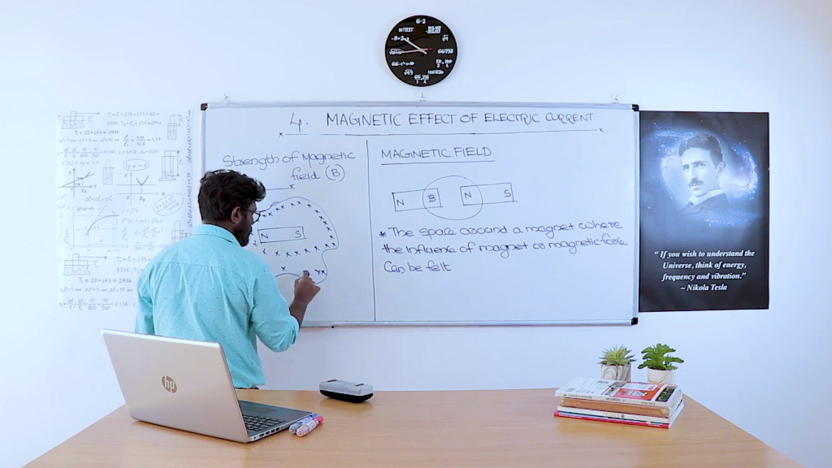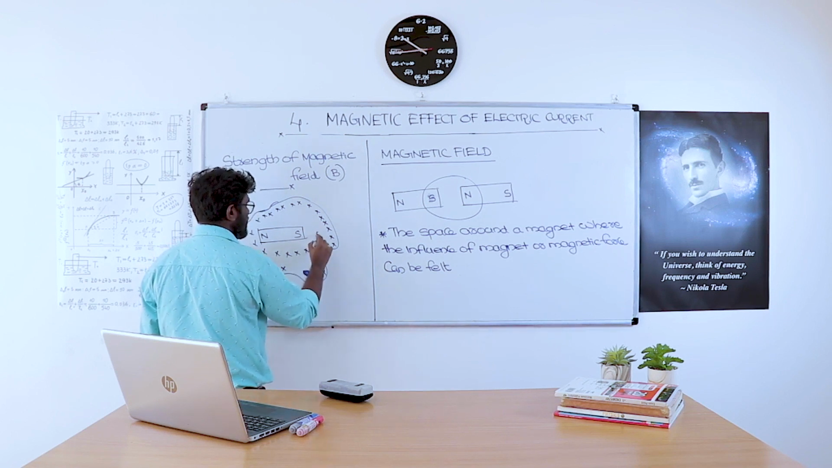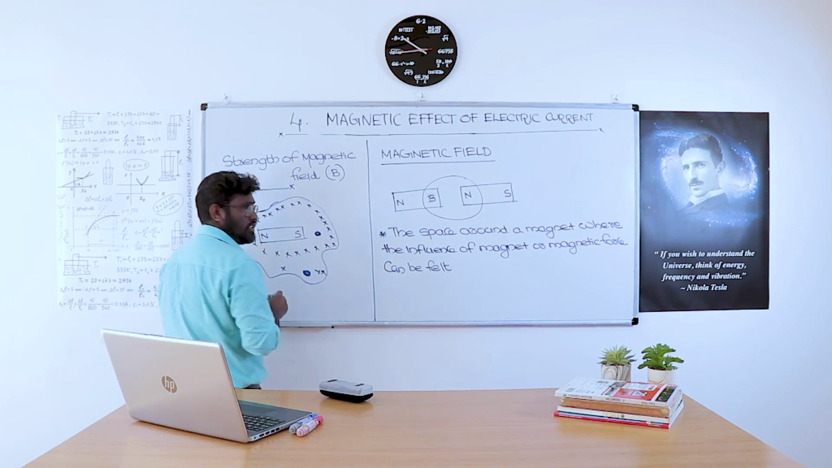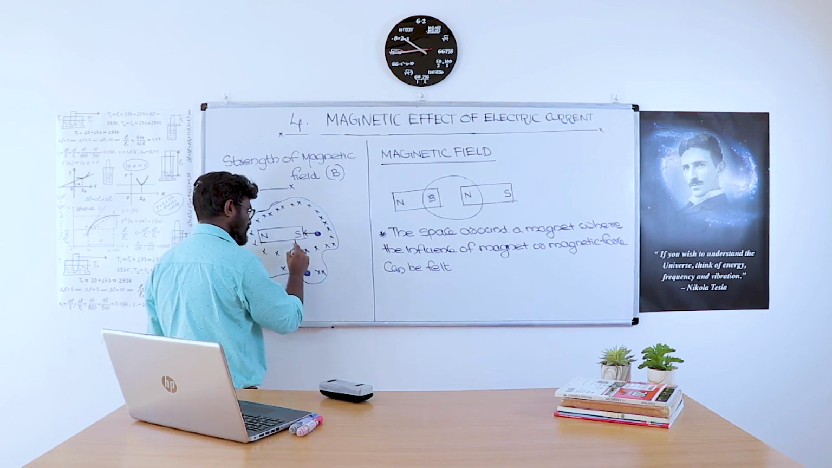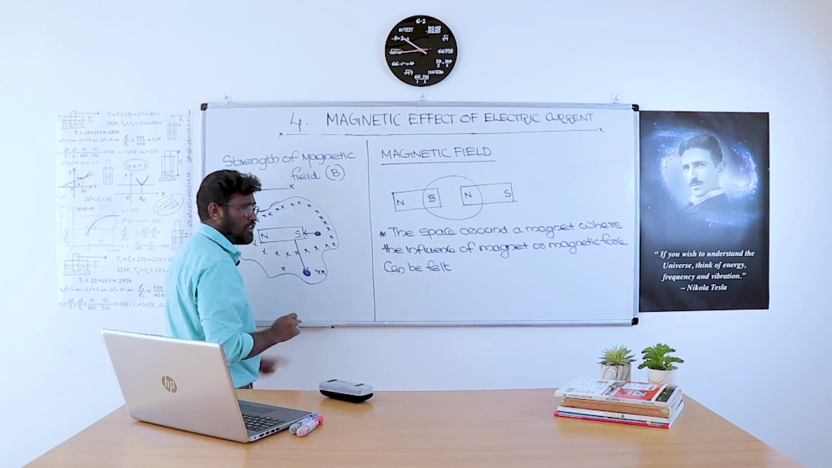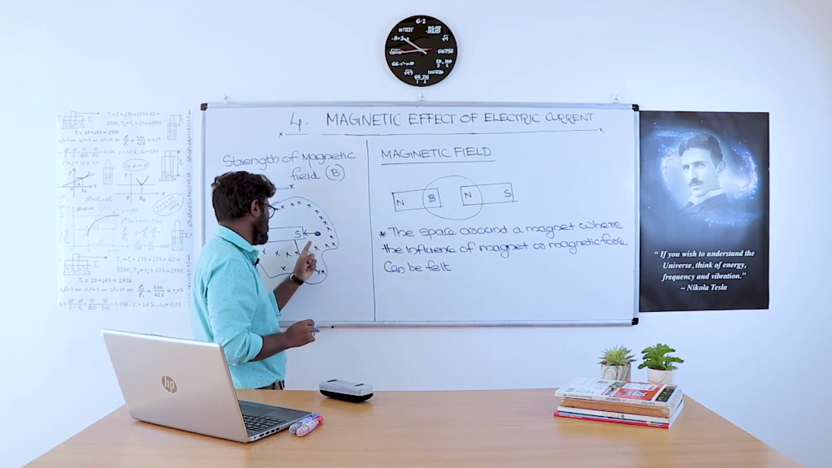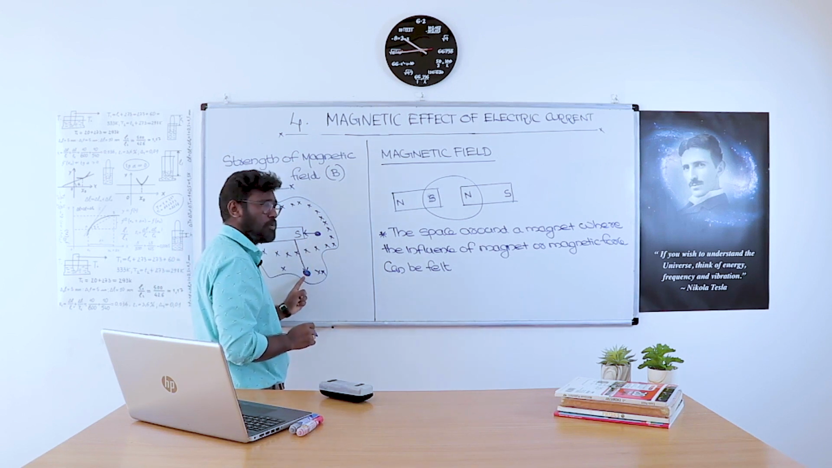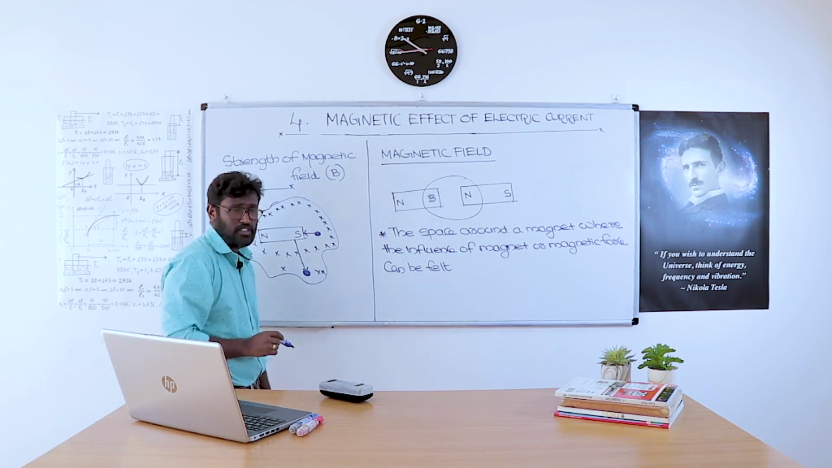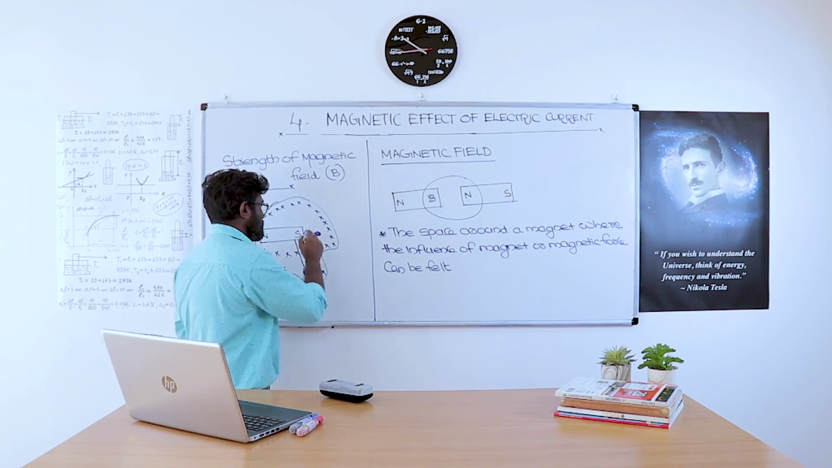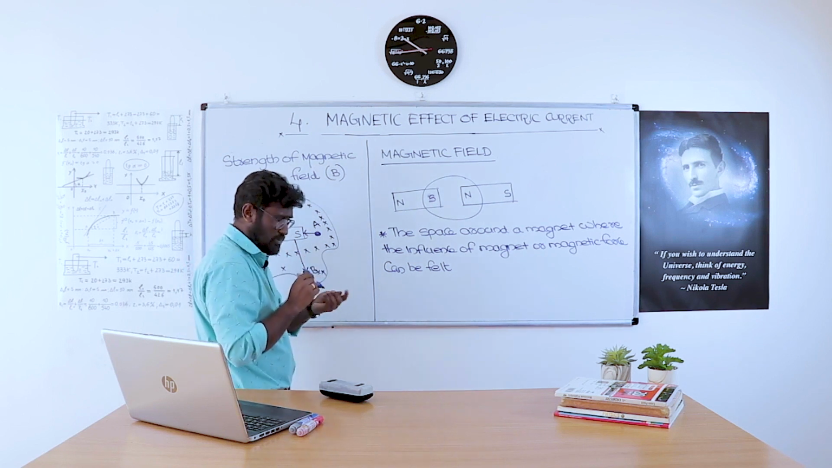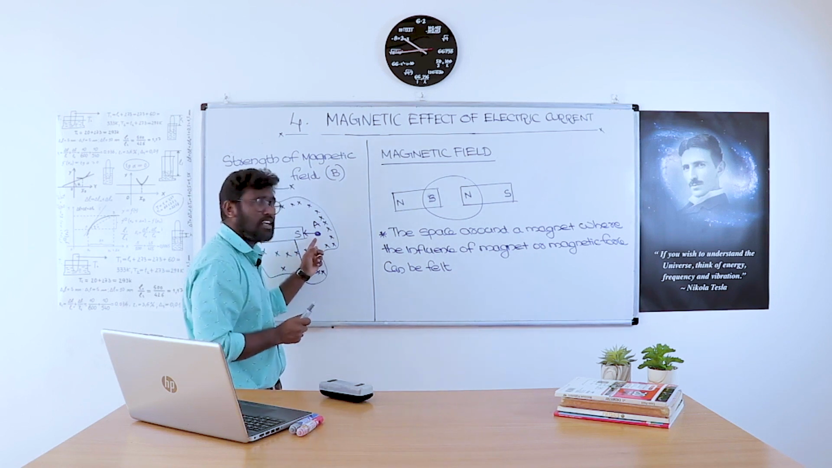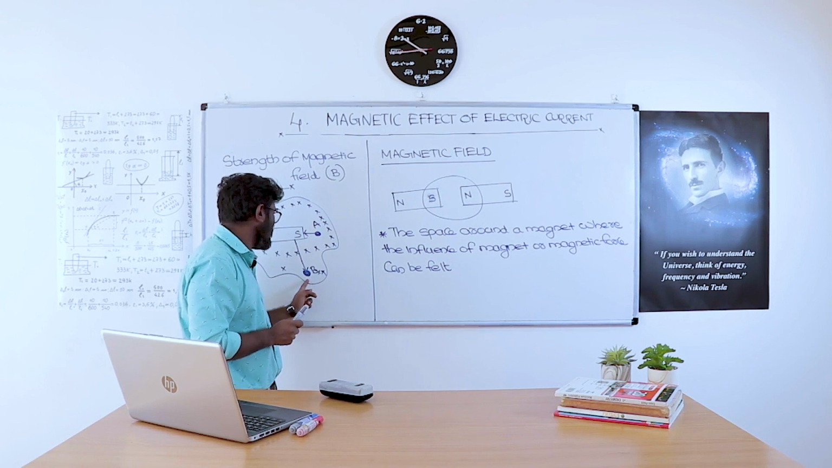So consider this point and consider this point. This point is close to the magnet and this point is somewhat far away. So what about the strength at these 2 points? This point is marked as A and this point is marked as B, which means that the strength at A is greater than the strength at B.